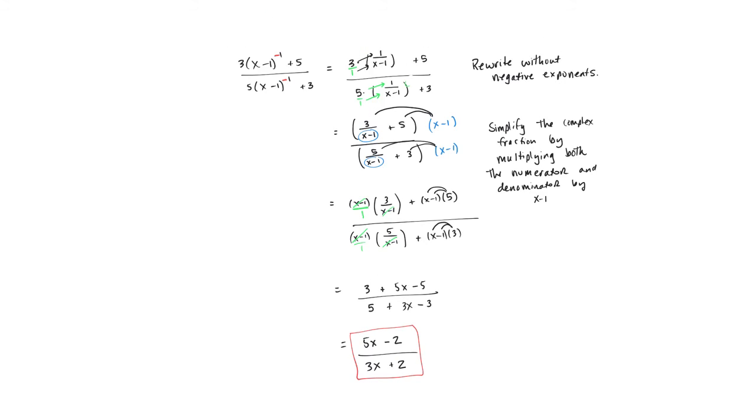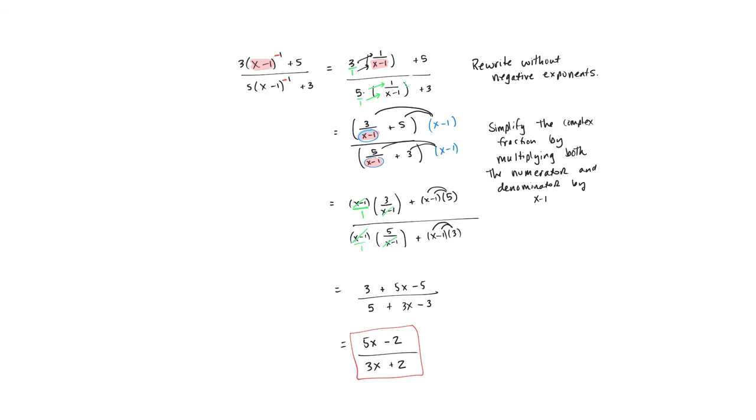Okay, so again, what did we do here? The big idea was rewrite without negative exponents, so that was our first step. The negative exponent took whatever was being taken to that negative exponent and put it down in the denominator position. Okay, so we rewrote those, just put them in the denominator, and that dealt with the negative exponent. And then our next step was we simplified the complex fraction.